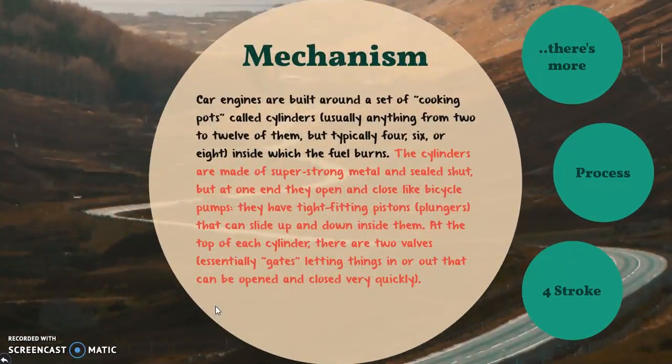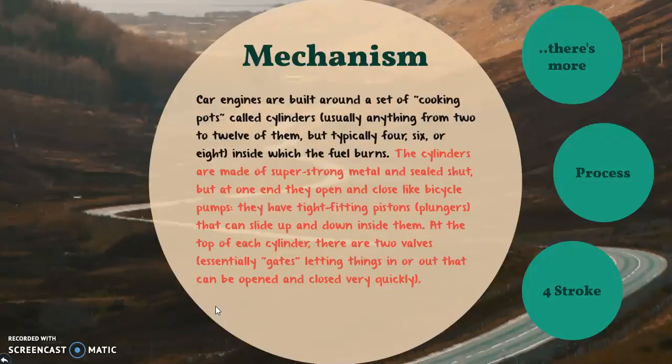Car engines are built around a set of cooking pots. Why do we call these cooking pots? Basically, they cook the food which acts as the fuel of the engine. Without this fuel or the cooked food, the engine cannot run. So the cooking pots are basically the cylinders which have the pistons inside them.